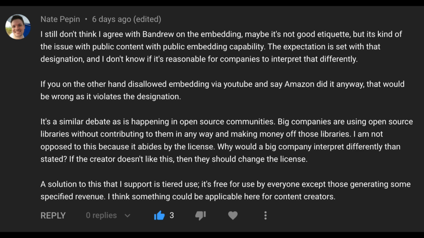It's a similar debate as is happening in open source communities. Big companies are using open source libraries without contributing to them in any way and making money off of those libraries. I am not opposed to this because it abides by the license. Why would a big company interpret differently than stated? If the creator doesn't like this, then they should change the license. A solution to this that I support is tiered use. It's free for use by anyone except those generating some specified revenue. I think something should be applicable here for content creators.